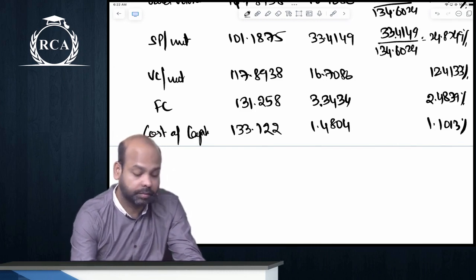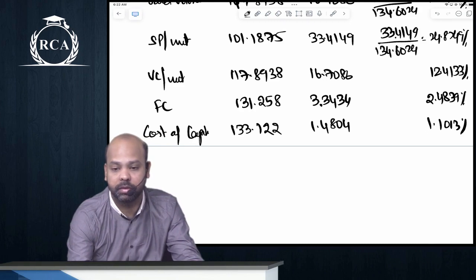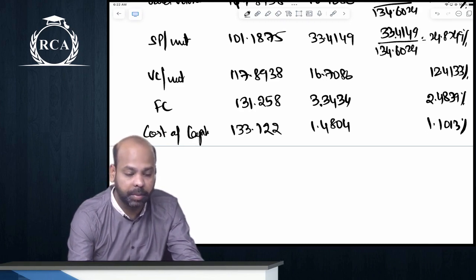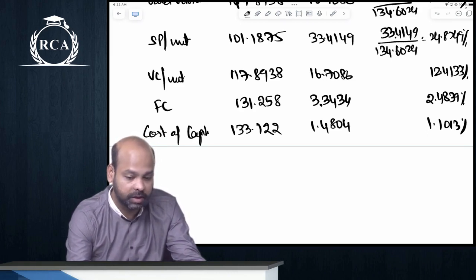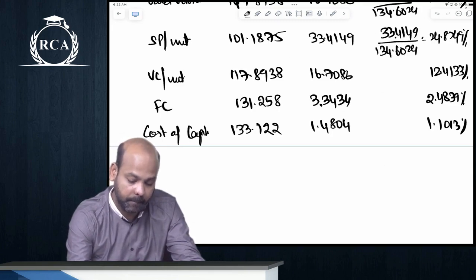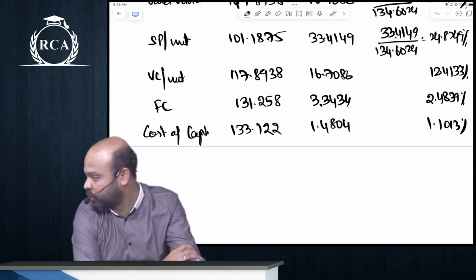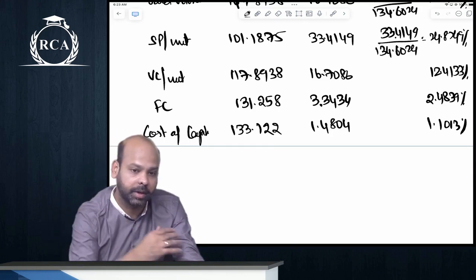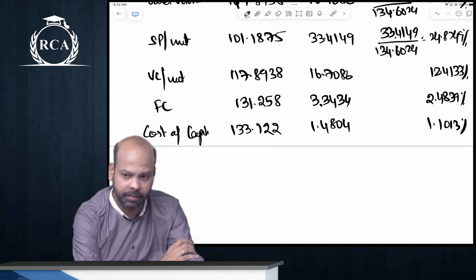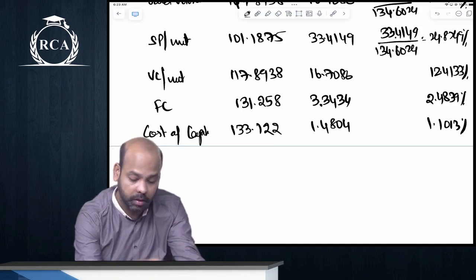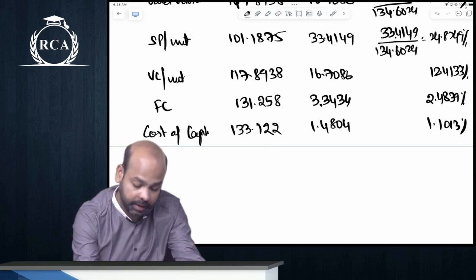Therefore, NPV is most sensitive to selling price. NPV is most sensitive to selling price per unit. This was question number 18, guys.